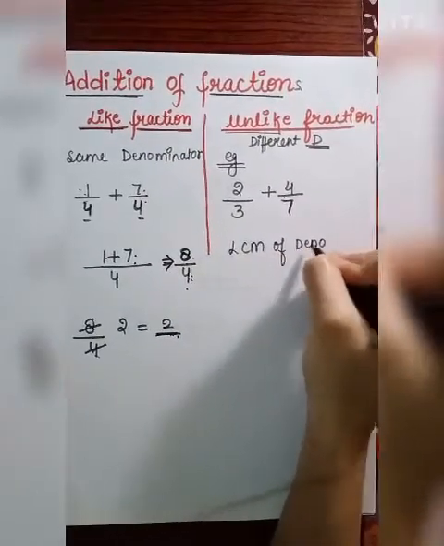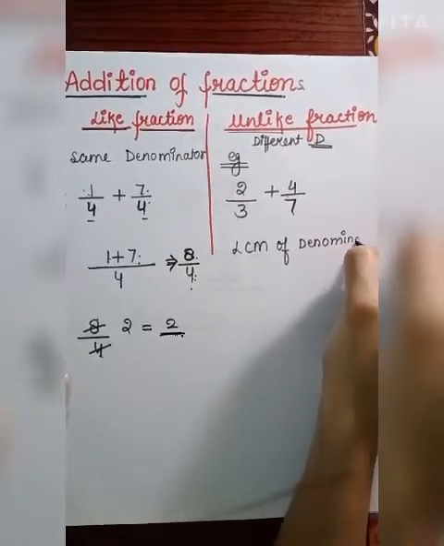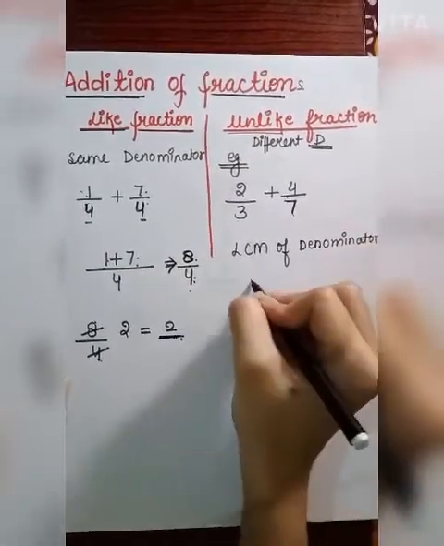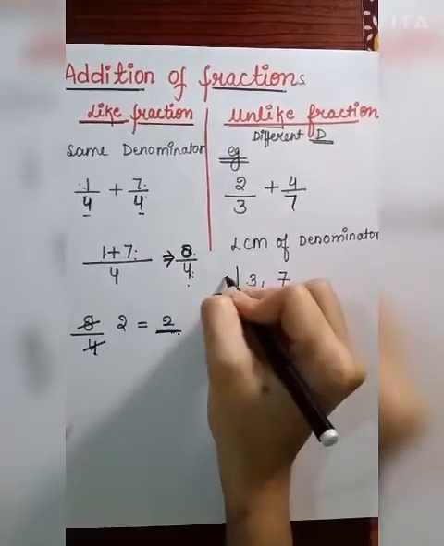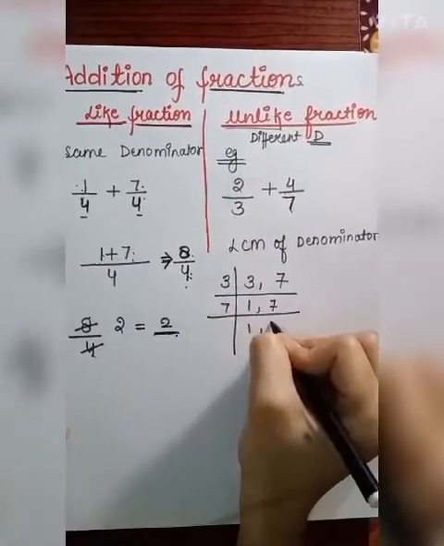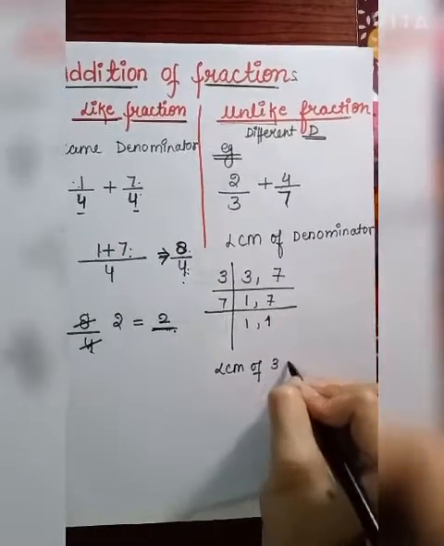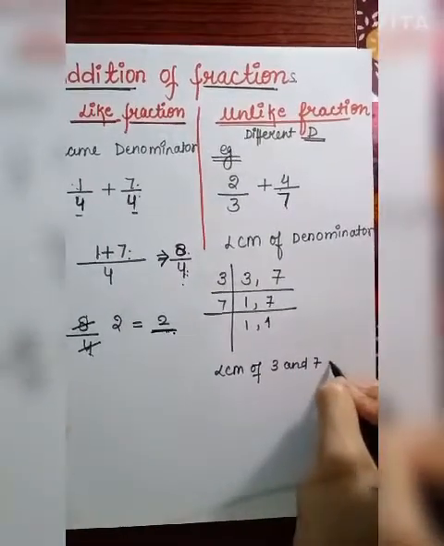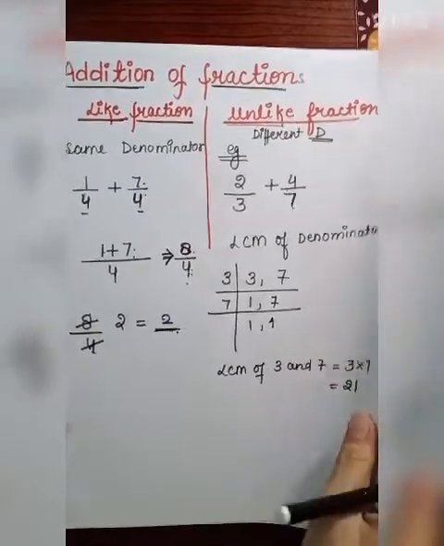So what we have to do first? We have to first take out the LCM of the denominator. And I hope you all know how to take the LCM. I'll do it quickly. So LCM of 3 and 7 will be 21.